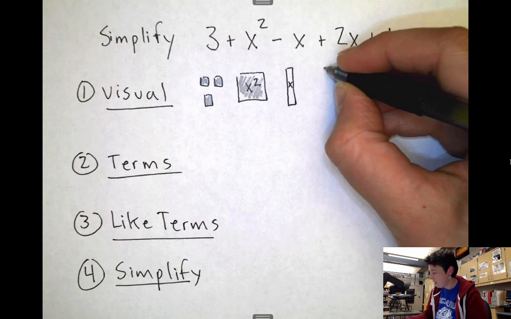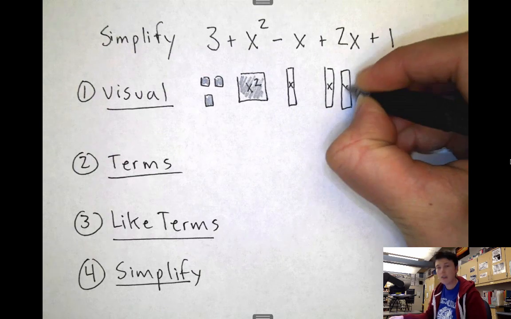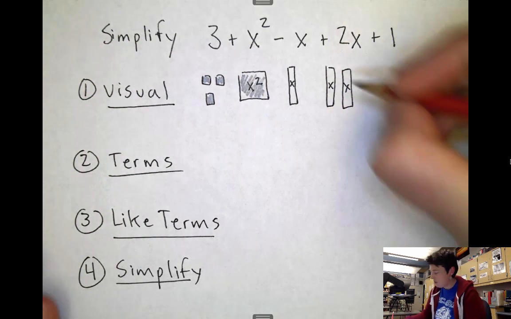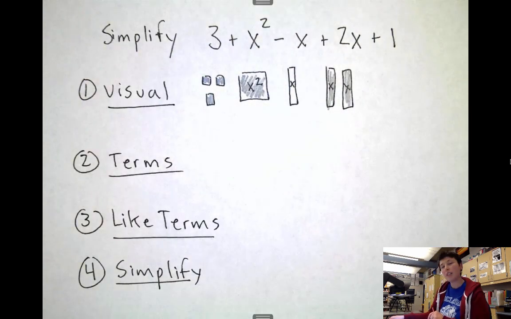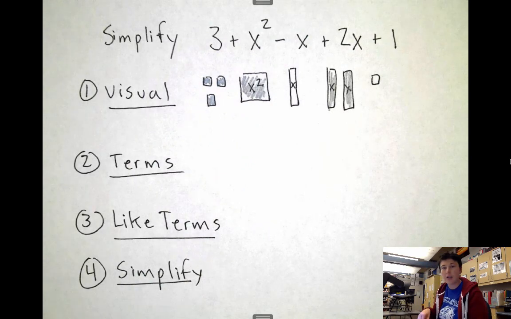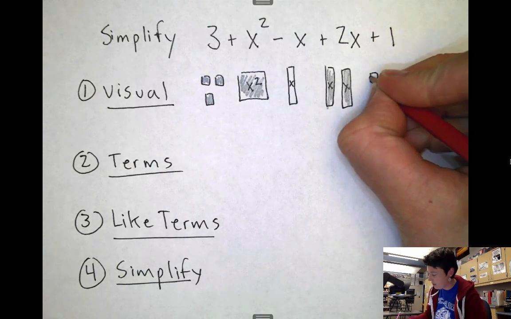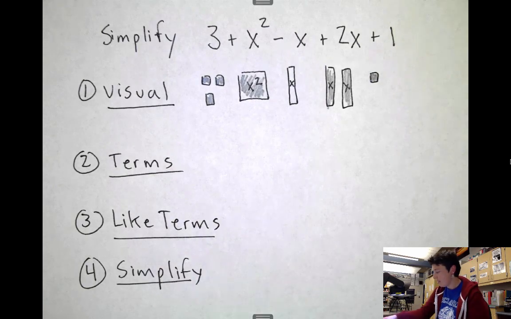Plus 2x means I have 2 more x's. Here we go. Also long rectangles. But I'm going to shade them in. And then I have a plus 1, so there's a little unit tile. It's a plus 1, so I'm going to shade it in, make it dark and positive. And there's my visual.